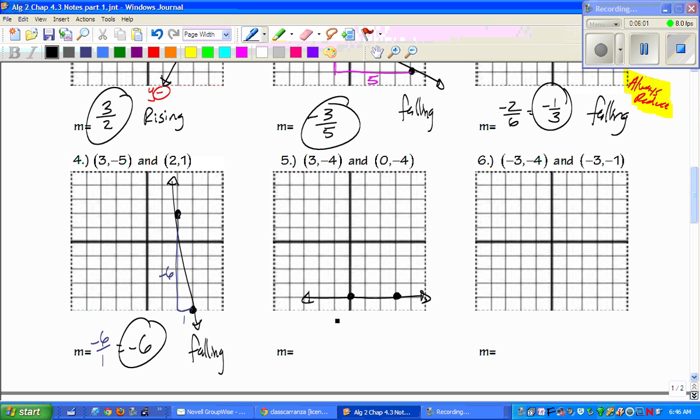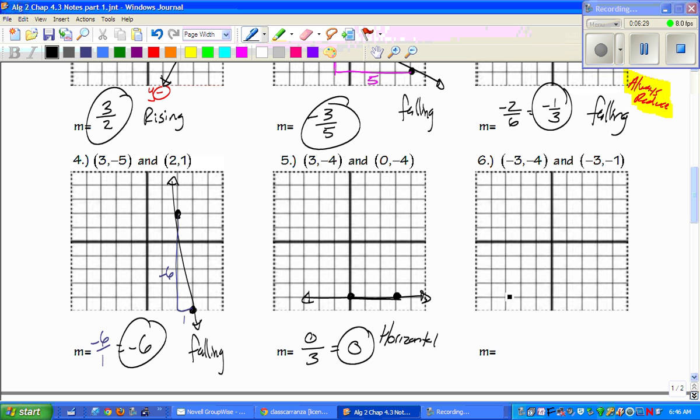Remember that this is the vertical change over your horizontal change. So the top number tells us how many up did we go. Well, you didn't go up at all, but we go to the right 3 spots. 0 divided by 3 is 0. So that is our slope, and this is a horizontal line.